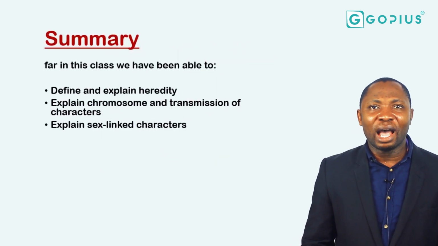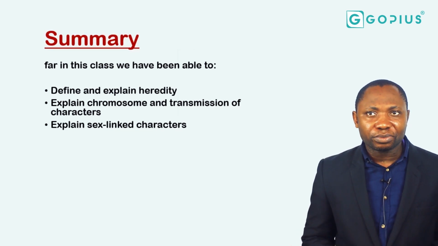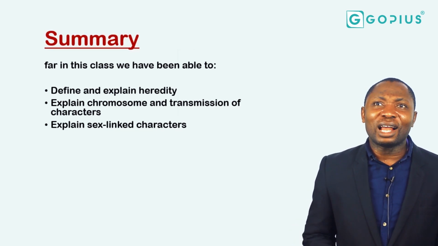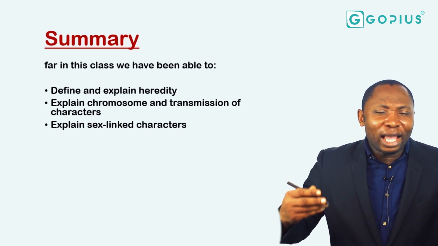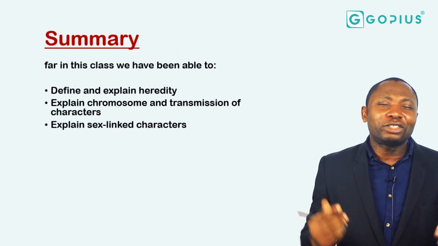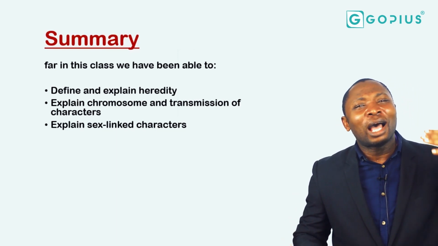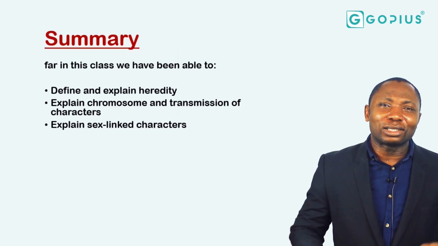Now, we have come to the end of this lesson. So far in this class, we have been able to explain heredity. We have also looked at chromosomes and transmission of traits, characters. We have also looked at how sex-linked characters operate. Join me as we go to the next lesson, where we'll be looking at questions and answers and how they are answered based on this topic.